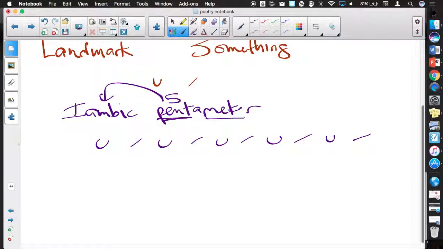This isn't something that you're going to have to necessarily do. But if you were going to write a poem in iambic hexameter, that means you would have 6 of these, so now you would have 12 syllables instead of 10.